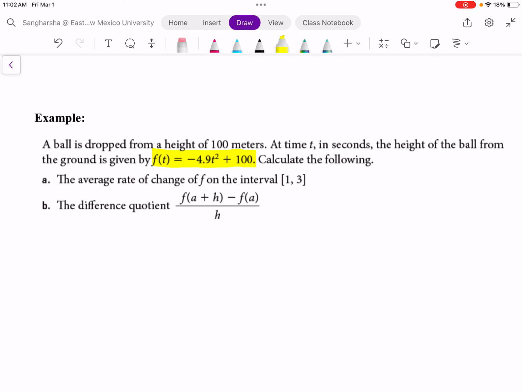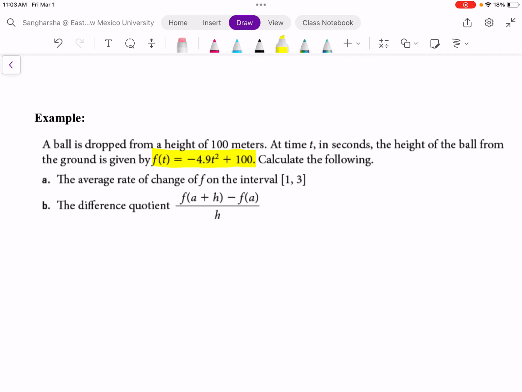But if we just take this function as a very general function, this is a quadratic function, and yes, you are right, from negative infinity to positive infinity is the domain. But here this function is very specific. This is a height function. We use this function to find the height of the ball.